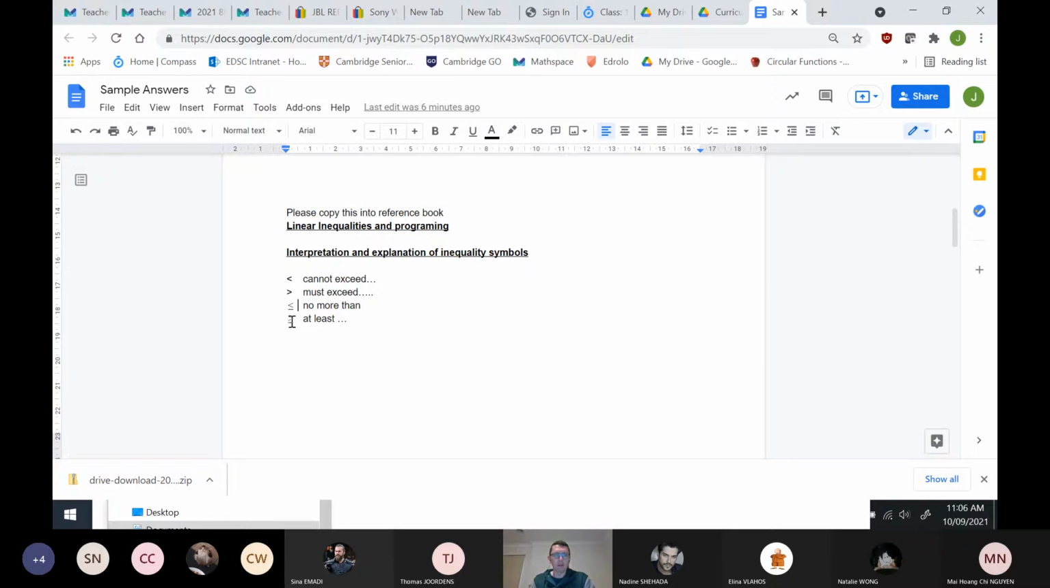Notice that one is equal to, where these ones aren't equal to. So it cannot exceed, must not exceed. For example, not exceed 3. So x needs to be less than 3, but what we say is, whatever this is cannot exceed 3. Whereas if it was the other way, that needs to exceed 3.